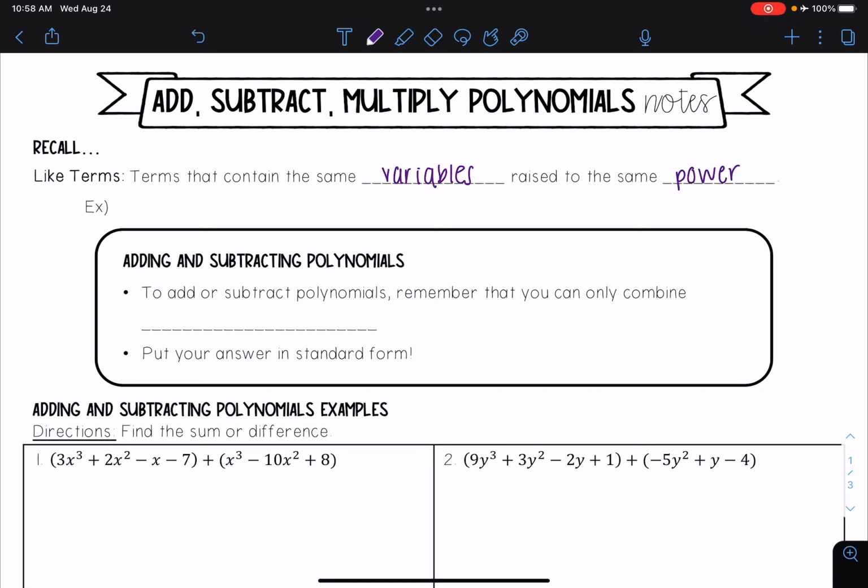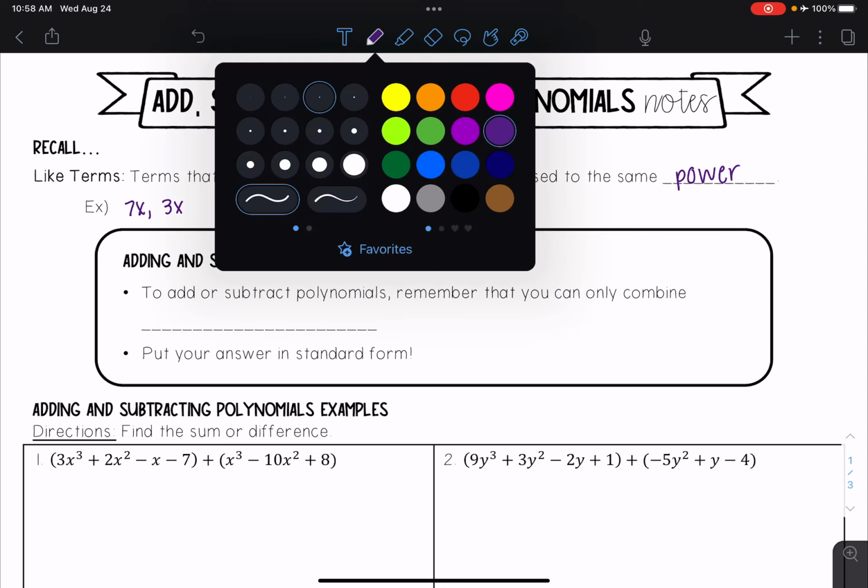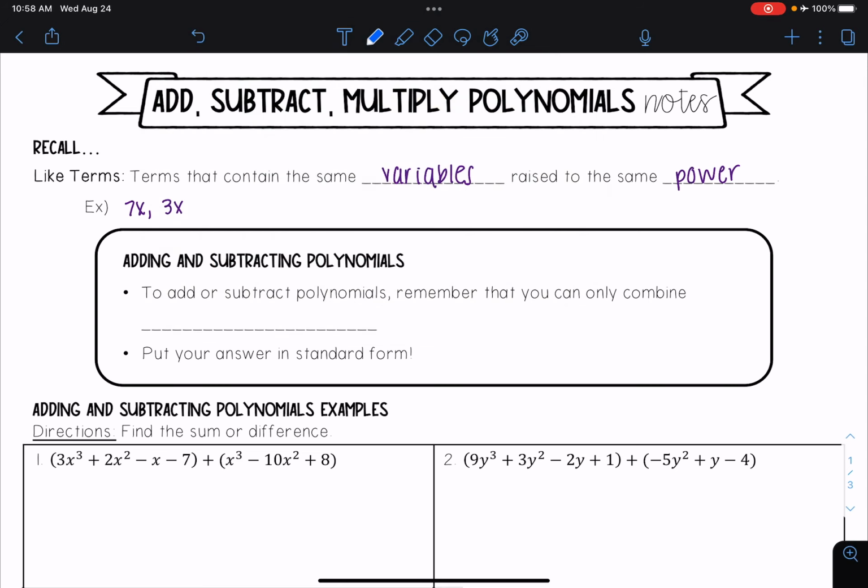So for example, 7x and 3x would be like terms because those both have the variable x and they're both raised to the first power. Or another example would be 5x squared y and 3x squared y. They both have the variables x and y. Both of the x's are raised to the same power and both of the y's are raised to the same power.